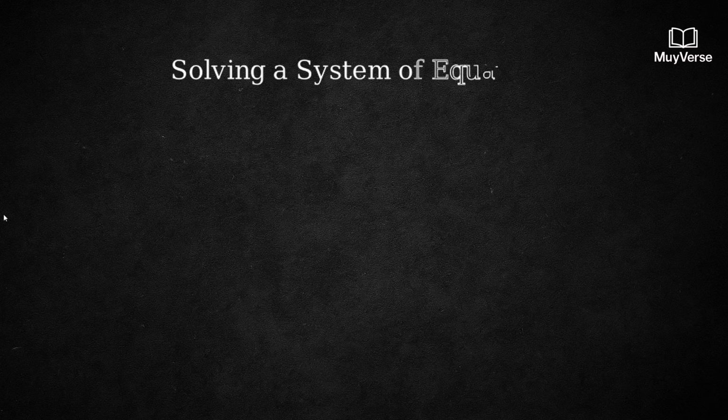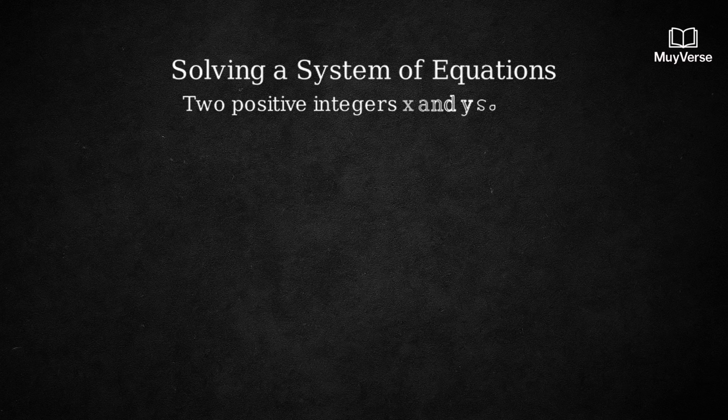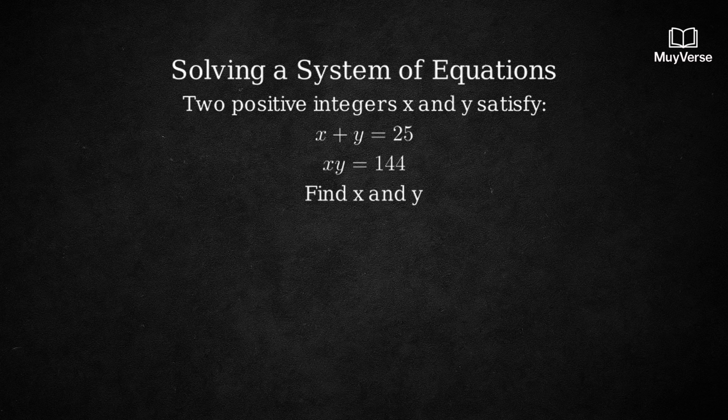Today we're going to solve a system of equations problem. We have two positive integers x and y that satisfy two conditions: x plus y equals 25 and x times y equals 144. Our goal is to find the values of x and y.